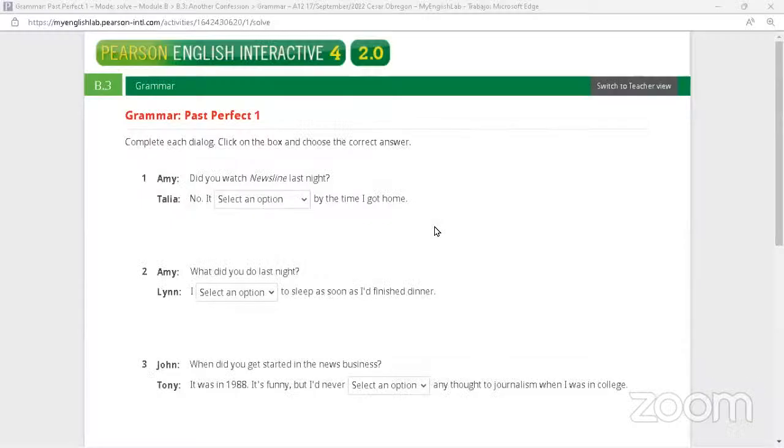So complete each dialogue, click on the box and choose the correct answer. Okay. Did you watch Newsline last night? No, I had already ended by the time I got home.